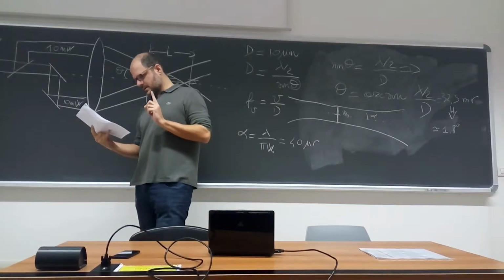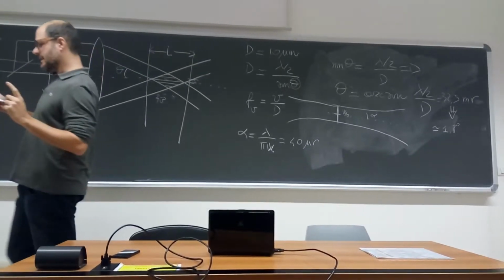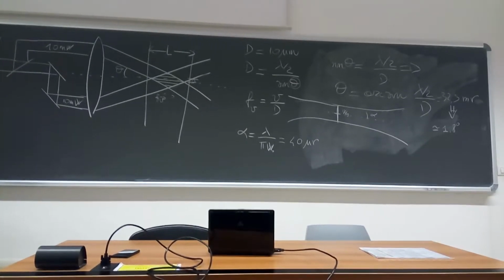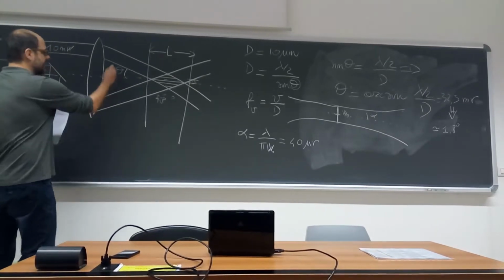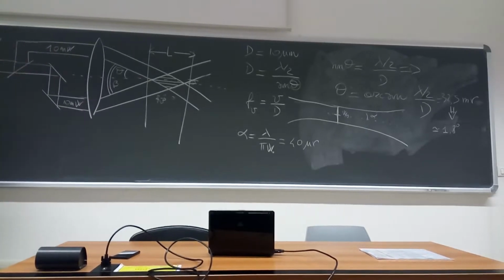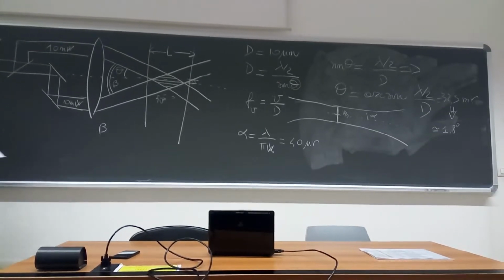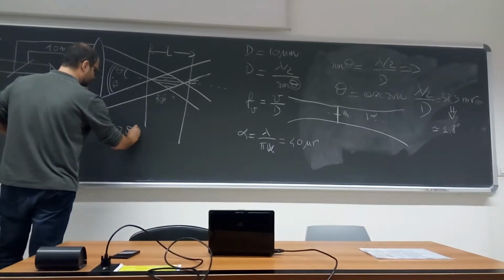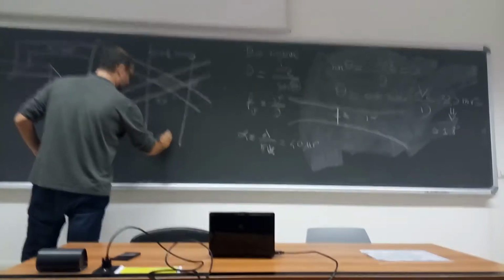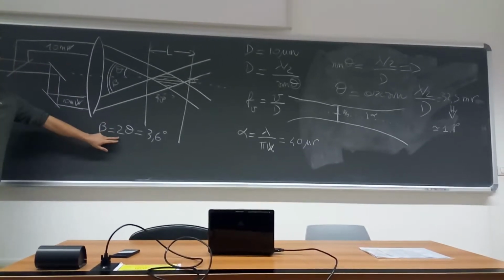And the question is a bit different because it asks what is the incidence angle of the tube beam. So the incidence angle is this one. Don't forget to say that beta, that is the angle that you have to find out, is equal to 2 theta, and so it is 3.6 degrees.